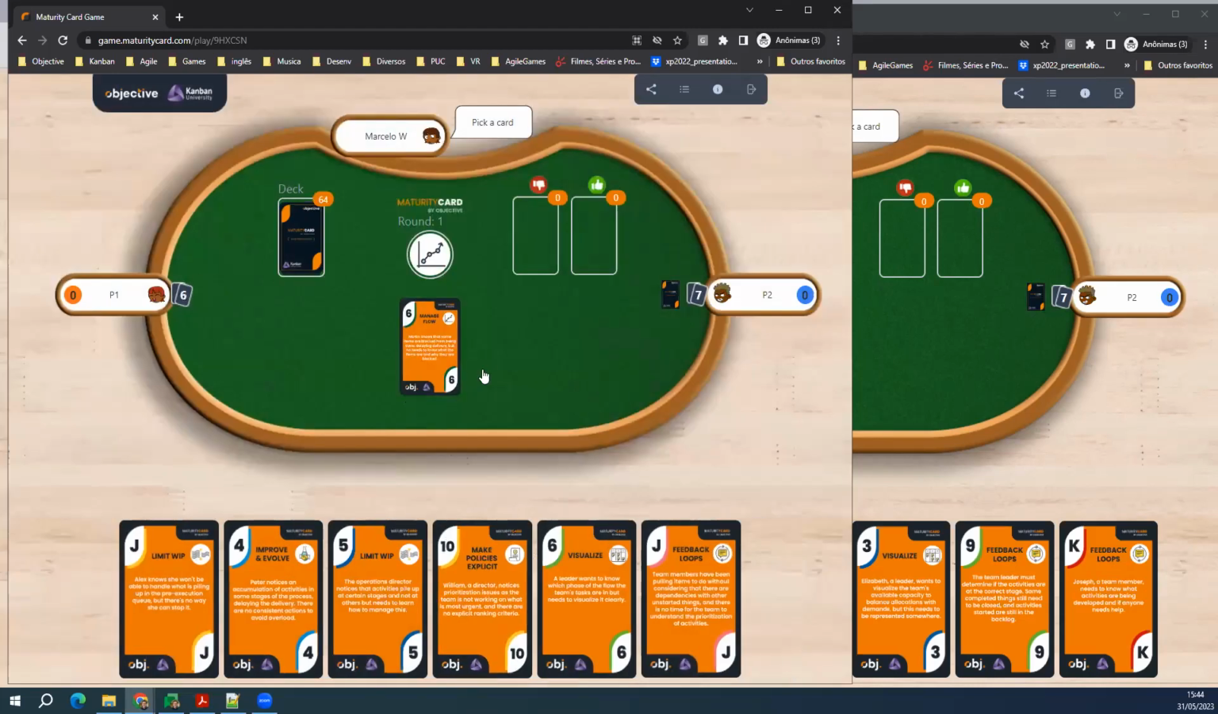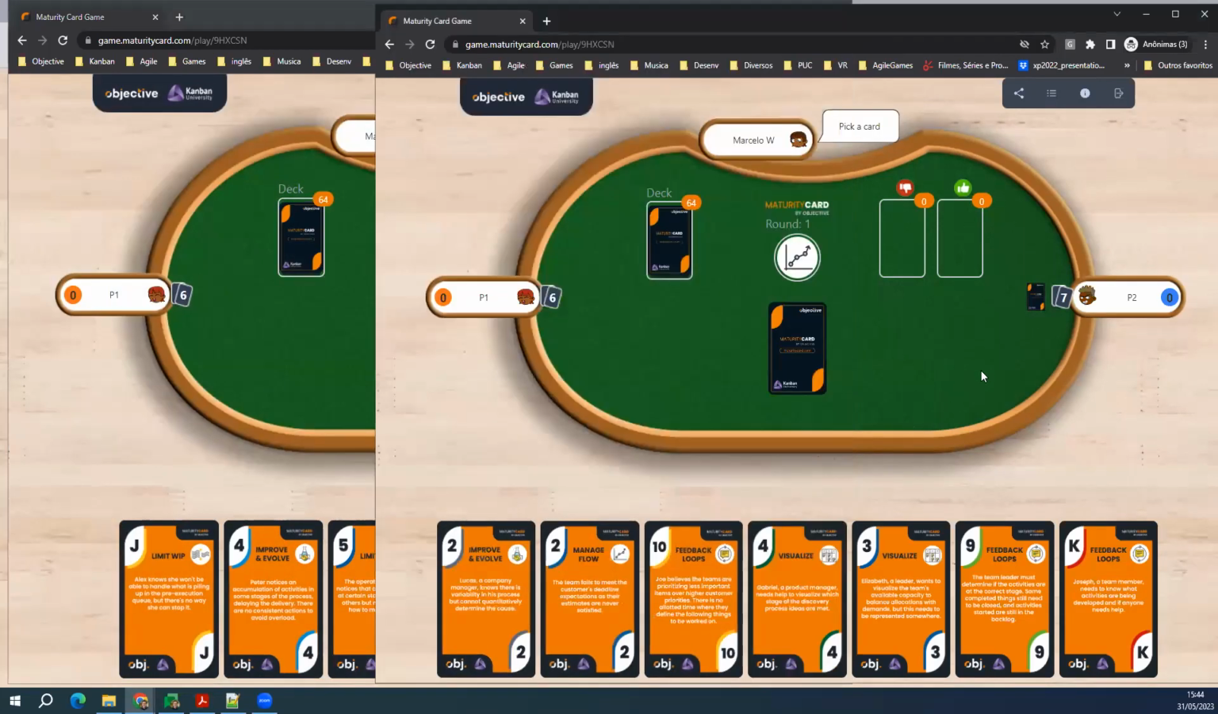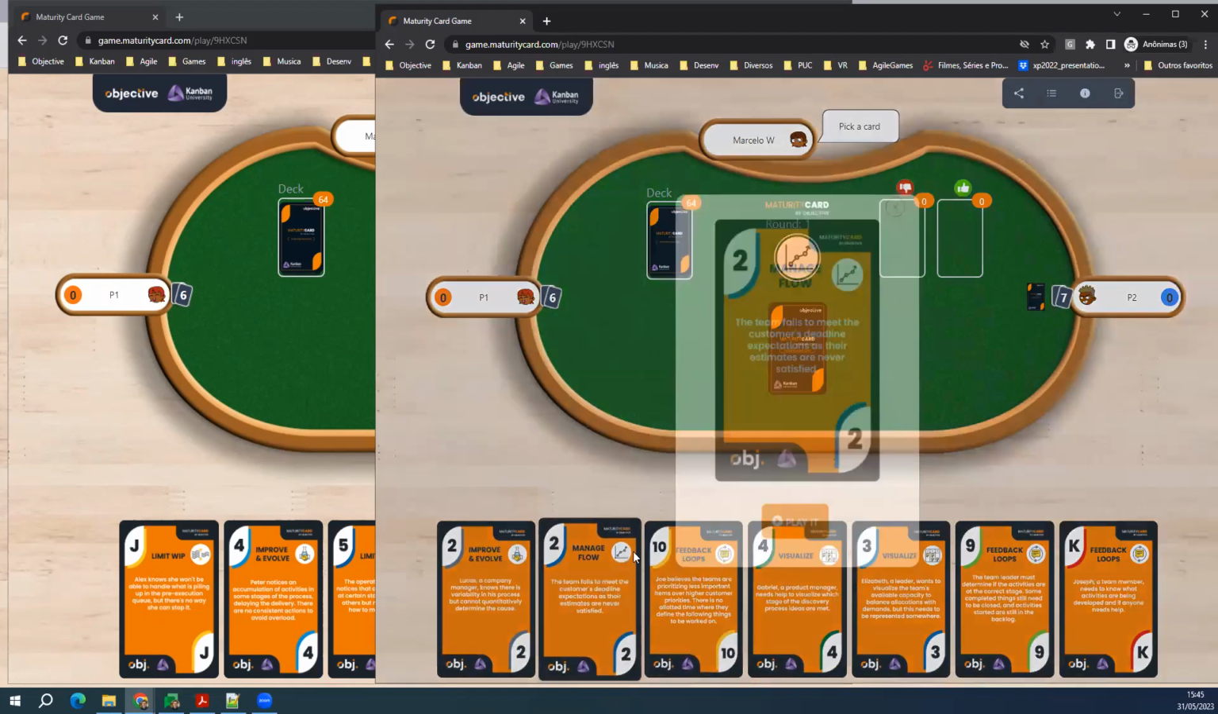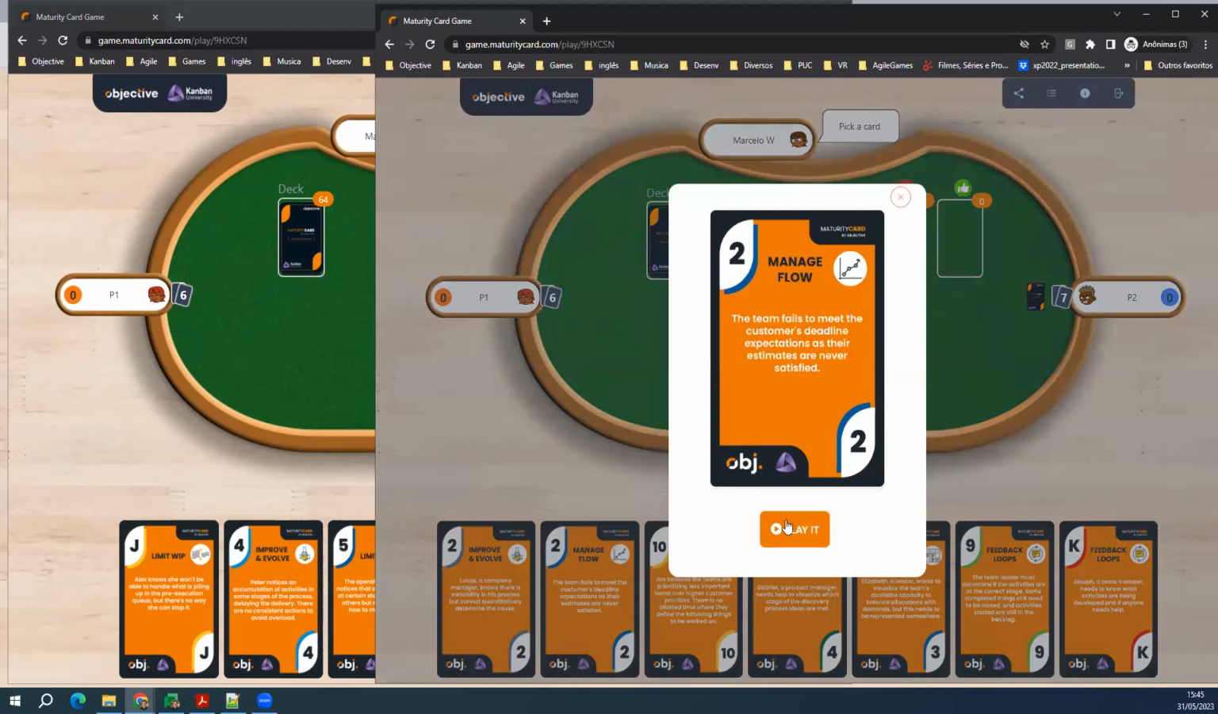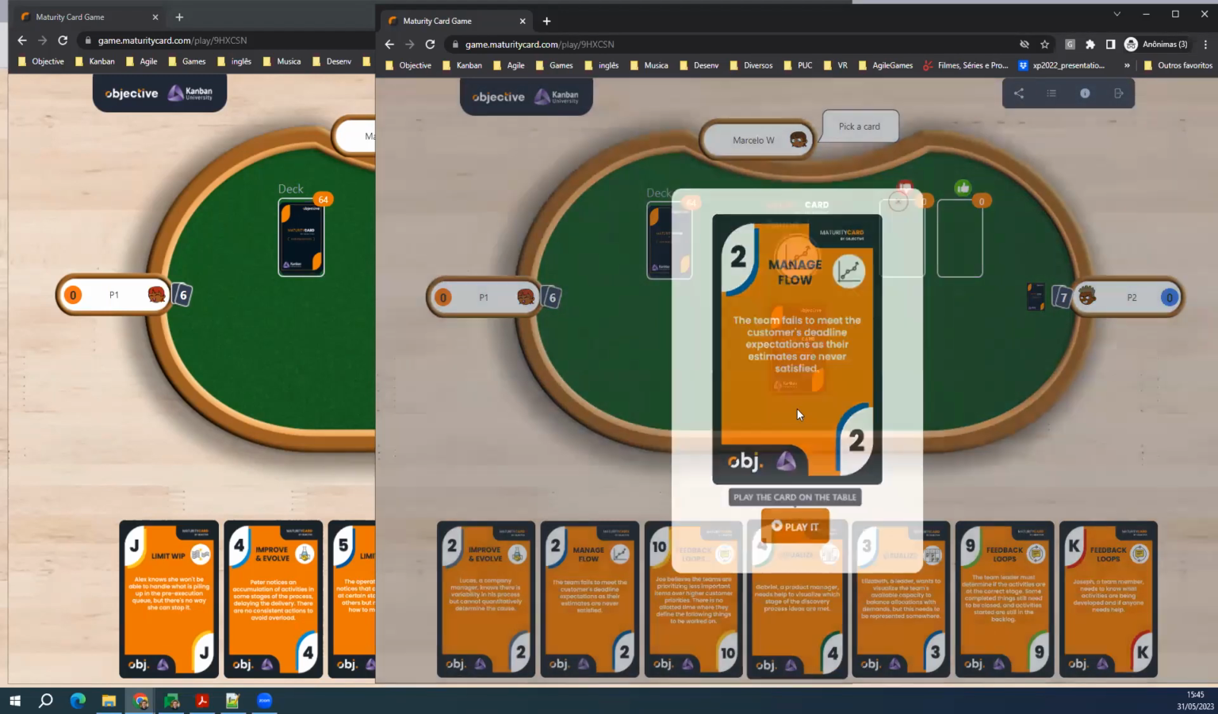So here is the card. Take a view here. Player 2 still cannot see the card, and he needs to also select some cards for manage the flow. Here we have one card for manage the flow. Okay, I will play with these cards.